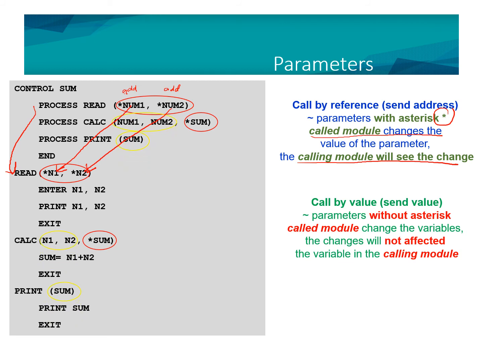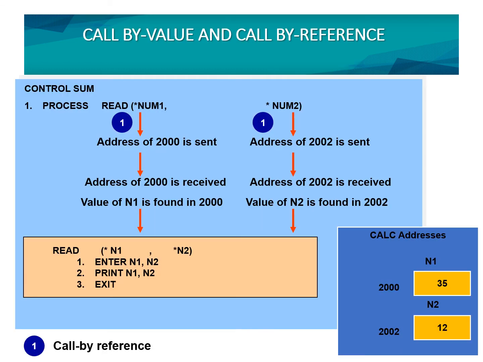While in call by value, we are sending the value without using the asterisk symbol, and this one is not affecting the value in the calling modules. Imagine that we have this read module, and we have two parameters that we're going to pass to the module. So we have two addresses, of num1 and also num2, and this variable contains the address of 2000.